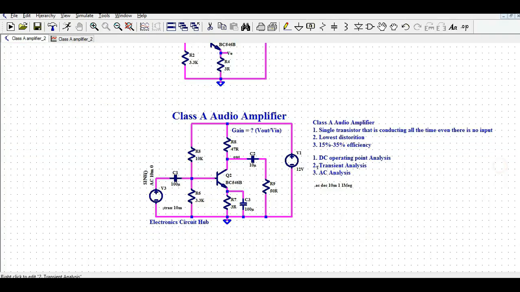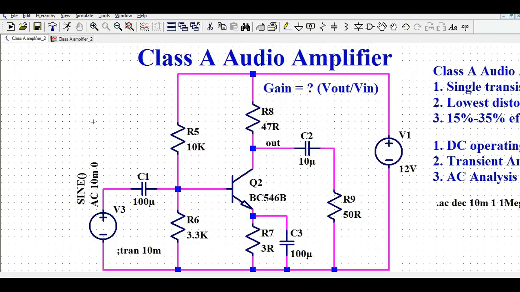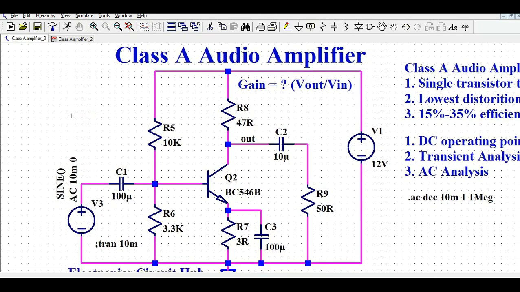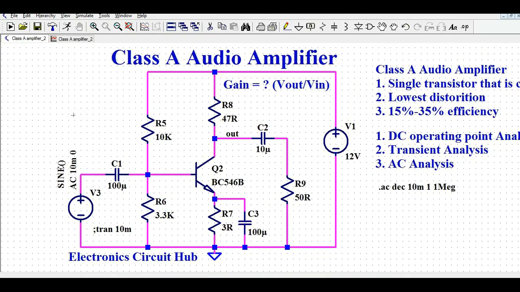Hope you have understood the complete analysis of the Class A amplifier: how to design the circuit in LTSpice, and how to do the DC operating point analysis, transient analysis, and AC analysis.